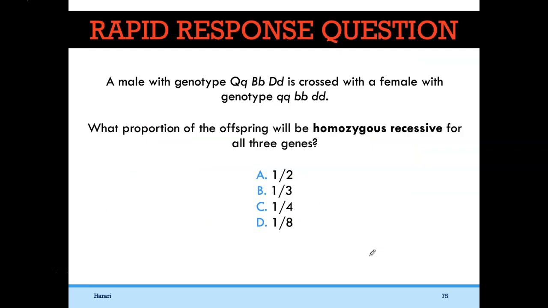So pause here and try to figure out the answer to this question. It's the same type of problem. And the answer is also 1/8, right? You would see that 50% would be homozygous recessive for each of these. So it's 50% times 50% times 50%, which would be 1/8.